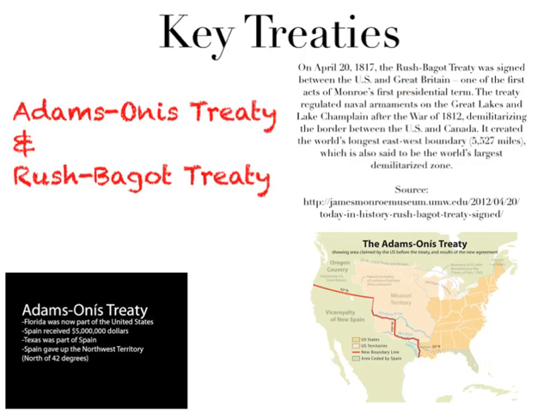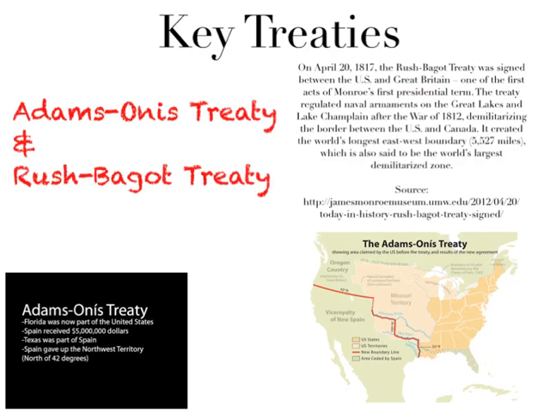It regulated naval armaments on the Great Lakes and Lake Champlain, which of course is in the northern part of the U.S., right on what is now our border with Canada. And this was after the War of 1812. It was part of the negotiations post-war. It demilitarized the border between the U.S. and Canada and created the longest east-west boundary.